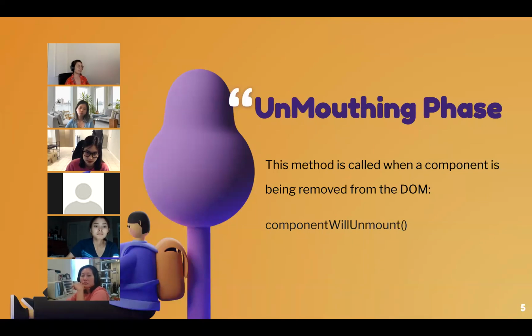So the last phase that I'm going to talk about is called the unmounting phase. It means that when you leave that component and that component is closed, it has only one method provided, called componentWillUnmount. It will run before you leave that component. If it said Did, it would mean after. So Will unmount means it runs before. It's called when the component is being removed from the DOM.